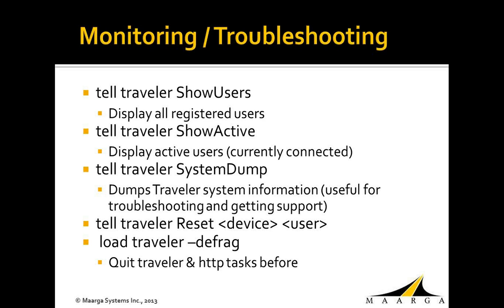And then the next option is very critical. If you encounter any problem with Traveler, and if you are going to create a PMR with IBM, IBM is going to ask you about the output of this command, tell Traveler system dump. This dumps the Traveler system information. It's like doing an NSD dump for Domino.